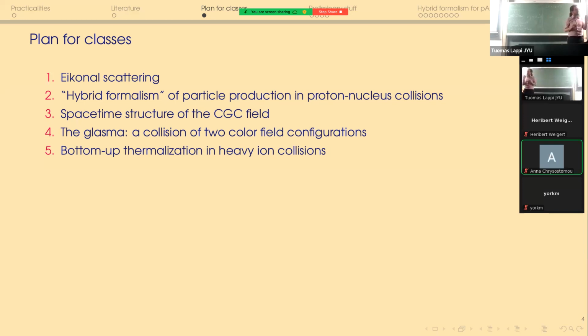Now we have to be a little bit more careful because these are color. This is an N_c times N_c matrix. This is an N_c times N_c matrix. And this is an N_c times N_c matrix, so they don't commute. So I have to be a little bit more careful with what the exponentiation is.